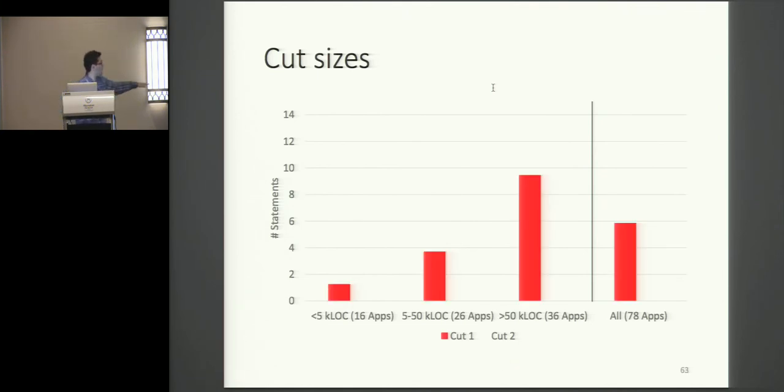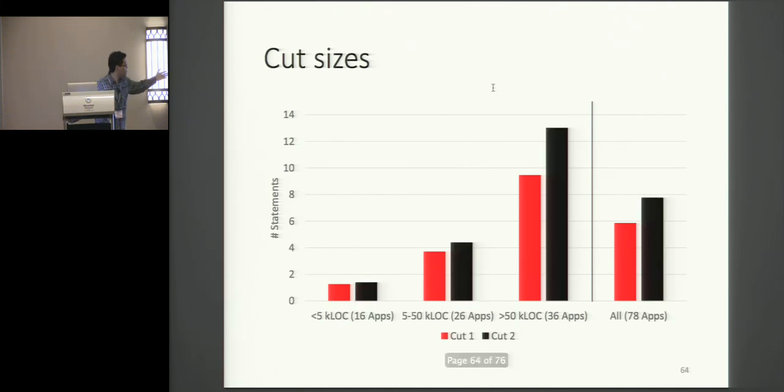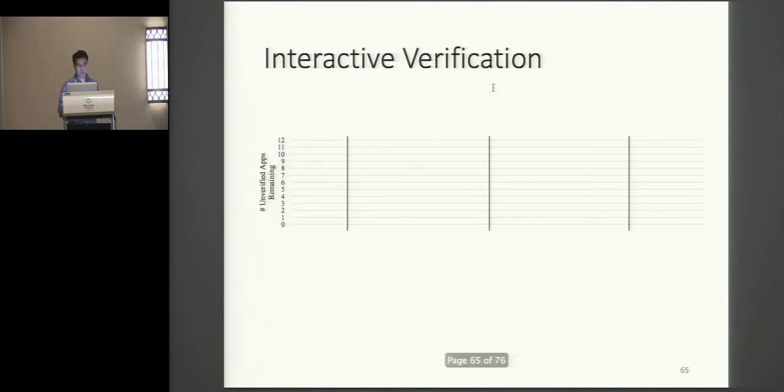So in the first experiment, we just looked at some cut sizes. Here I've binned the apps into 3 bins, small, medium, and large, and all apps on the far right. And we computed 2 cuts. So the average size of the first cut is shown in red, and the average size of the second cut is shown in black. So as you can see, on average, all of the cuts are quite small. Even for large apps, they're only about 13 statements. And we believe that this is quite reasonable. So the developer just has to check these 13 statements and determine if they're reachable.